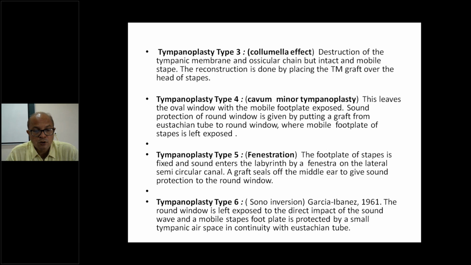So type 5 is called fenestration operation. This was again popularized by Lempert. So here the footplate is fixed.